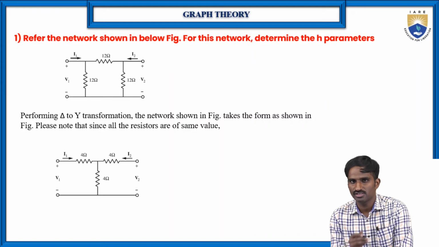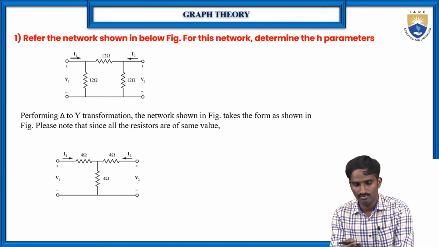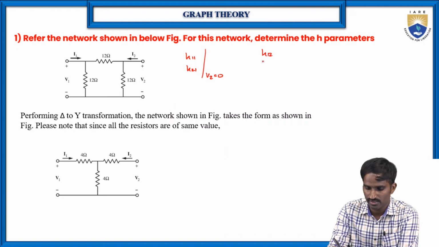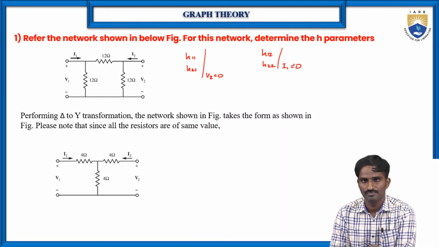As usual, you can consider the pi network in the same way, because first we need to find H11 and H21, by making V2 equal to 0. And the other two parameters are H12 and H22, by making I1 equal to 0.